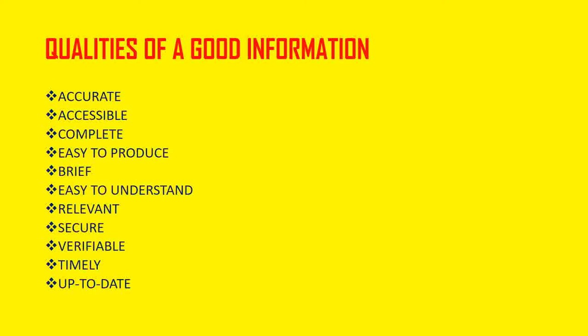Then the last one, up to date. Information must be up to date. That's why whenever you are watching your news, you see something like breaking news. Up to date is something that is happening now. There are some information that are outdated. They are no longer useful. So a good information must be relevant to what is actually happening right now. So very good.